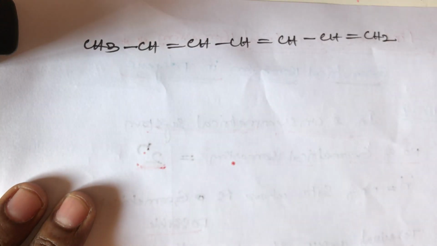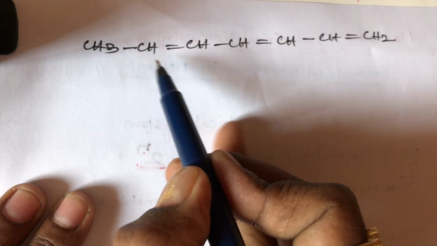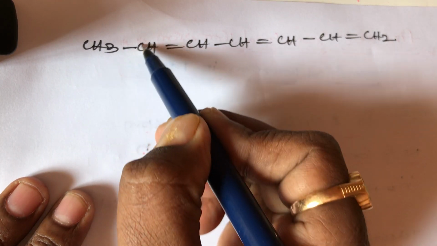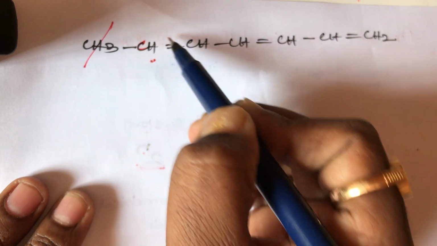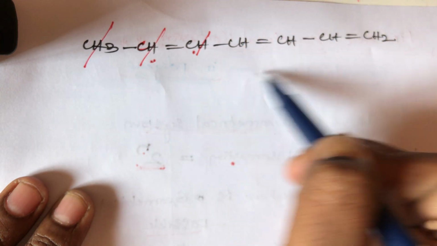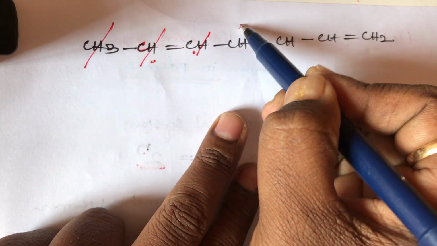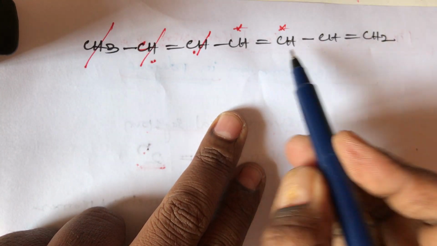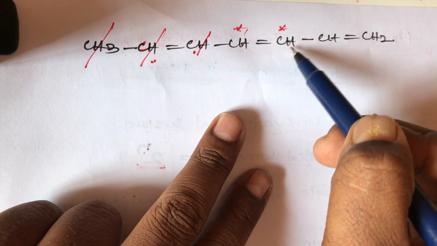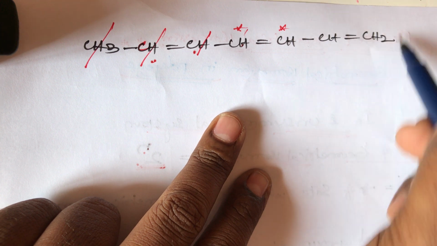So this double bonded carbon will show geometrical isomerism. Why? Because this carbon is connected with one methyl group and one hydrogen, and this double bonded carbon is connected with one hydrogen and this complete part. And what about this carbon? This carbon will also show geometrical isomers. This carbon is connected with one hydrogen and a complete part, and this carbon is also connected with one hydrogen and this complete part.